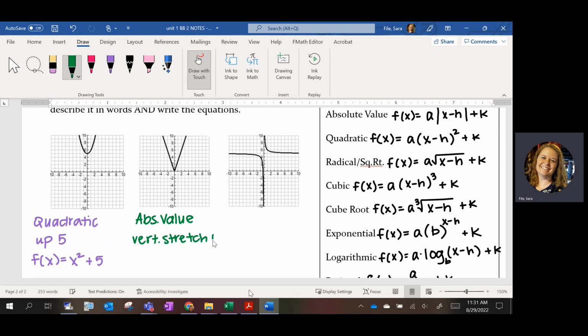Okay, and that's by a factor of 3. So a vertical stretch by a factor of 3. And that's the only thing. We said nothing else had happened to that. So in our function for absolute value over here, A is the 3. That's the vertical stretch. And we said H and K were 0, so we don't need to write them. So it's just going to be 3 times the absolute value of X.